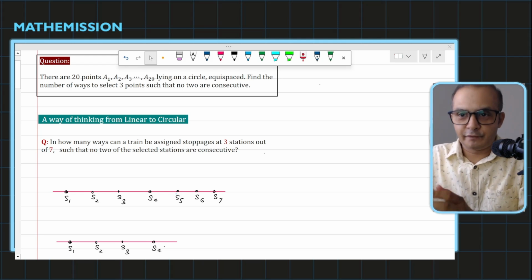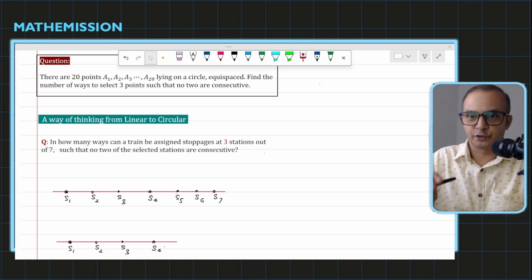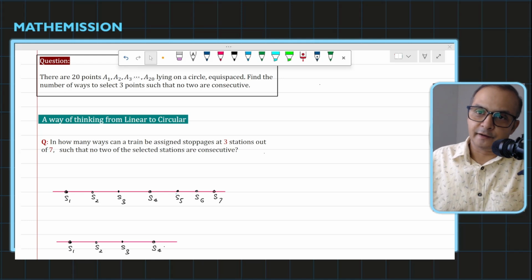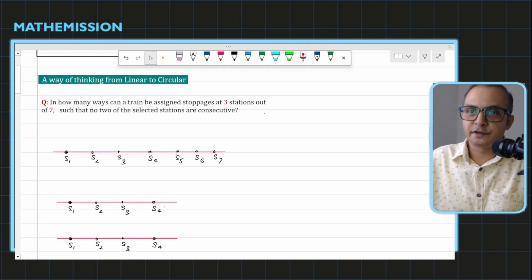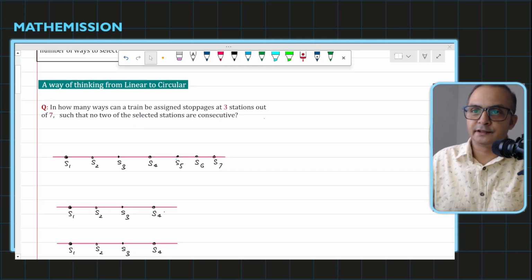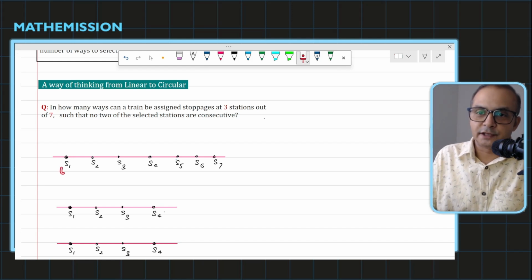Alright, so here we will go by the lighter version of this question. And for that, first we will understand the linear version of it. So I have taken this question for the linear understanding. Suppose I have 7 stations and the question says, in how many ways can a train be assigned stoppages at 3 stations such that no 2 are consecutive. So these are the 7 stations I have already placed there.